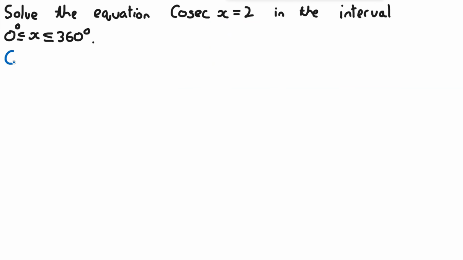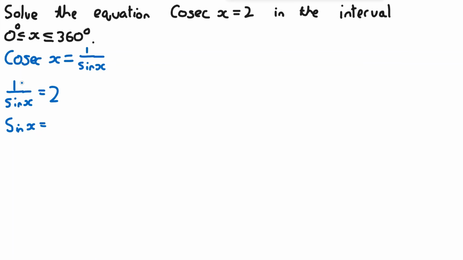Now a reminder that cosec x is equal to 1 over sin x. We talked about this in the previous video. So therefore we can replace cosec x with 1 over sin x to make this 1 over sin x is equal to 2. And then what we can do is we can put this 1 over fraction onto this side. So on this side it just becomes sin x, and on this side it becomes 1 over 2, so it's going to become half.